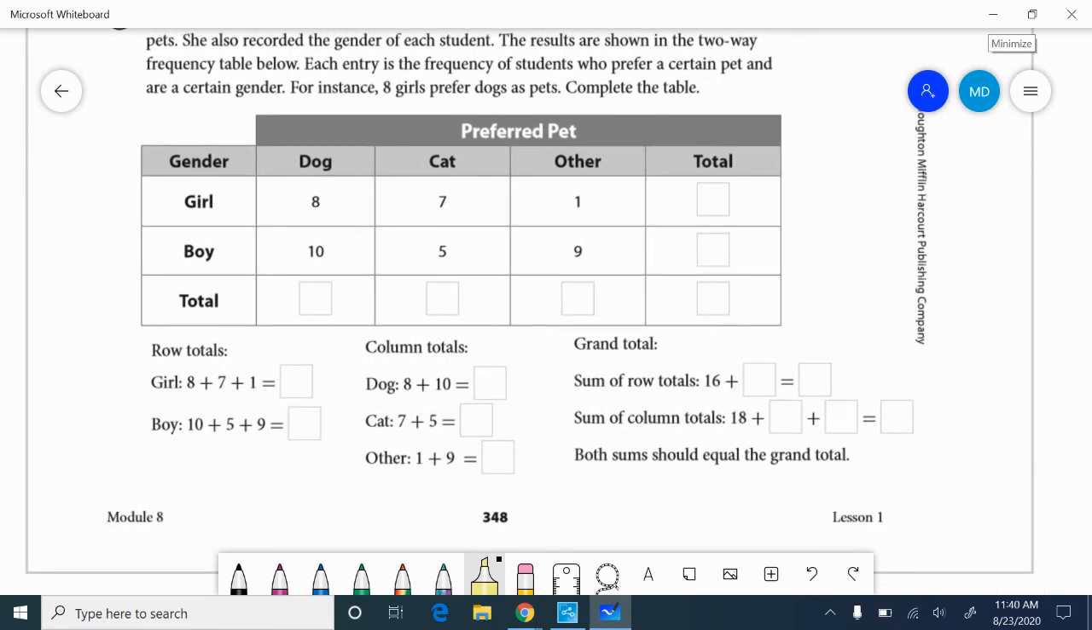The data is filled in. So we have 8 girls that prefer dogs and 7 girls that prefer cats and 1 girl that prefers a different pet. For boys, 10 prefer dog, 5 prefer cat, and 9 prefer something else.